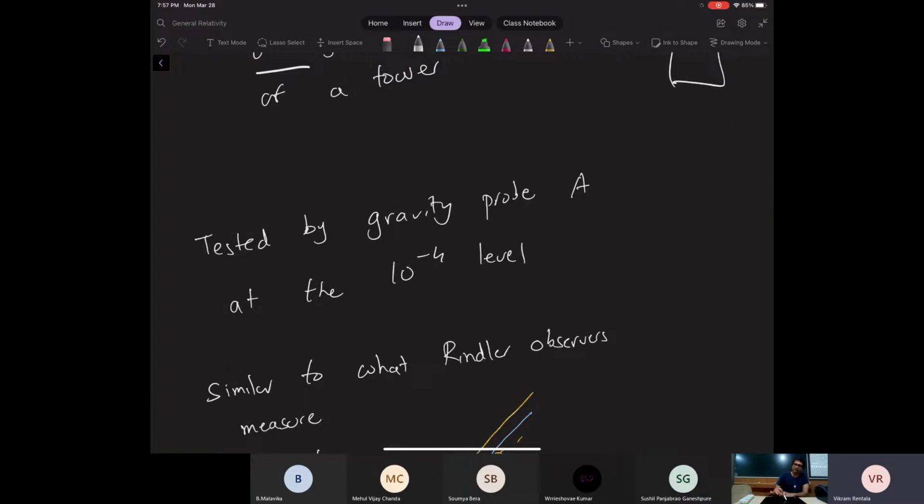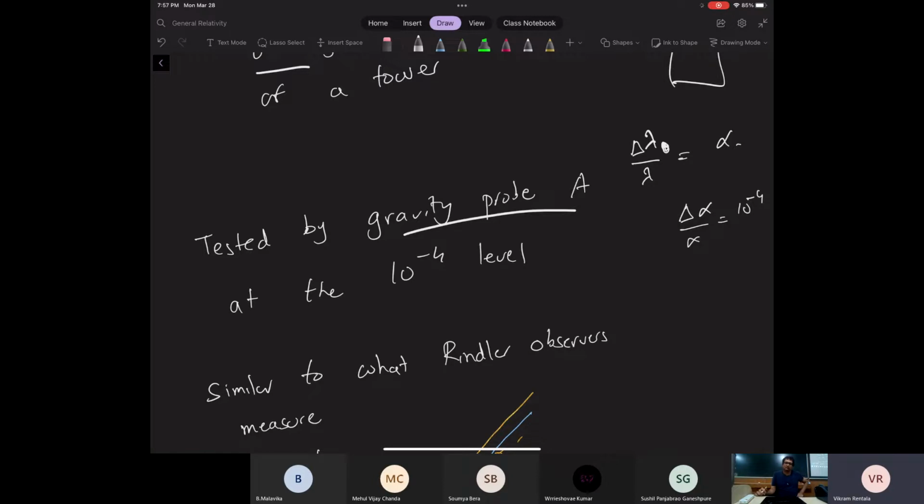More recently, in the early 2000s, this was tested by Gravity Probe A, to a precision of 1 part in 10 to the 4. This means if you predict a shift in wavelength, some quantity, let's call that alpha, then you're measuring alpha to within 10 to the minus 4. That's the precision to which this effect has been tested.